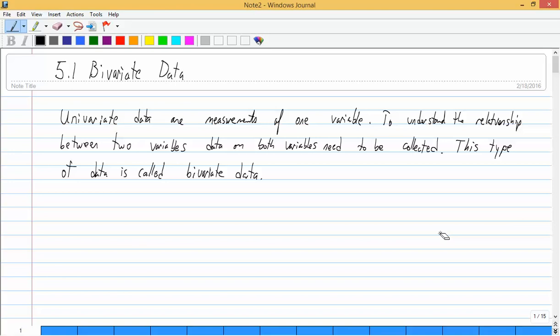What if I went outside in the parking lot and I had a chart of all the basic colors that cars can be, and I went around and I tallied up how many red cars, blue cars, green cars, white cars, gray cars, black cars, and so on and so forth. Alright, so I've just collected data on one variable. What color is the car?